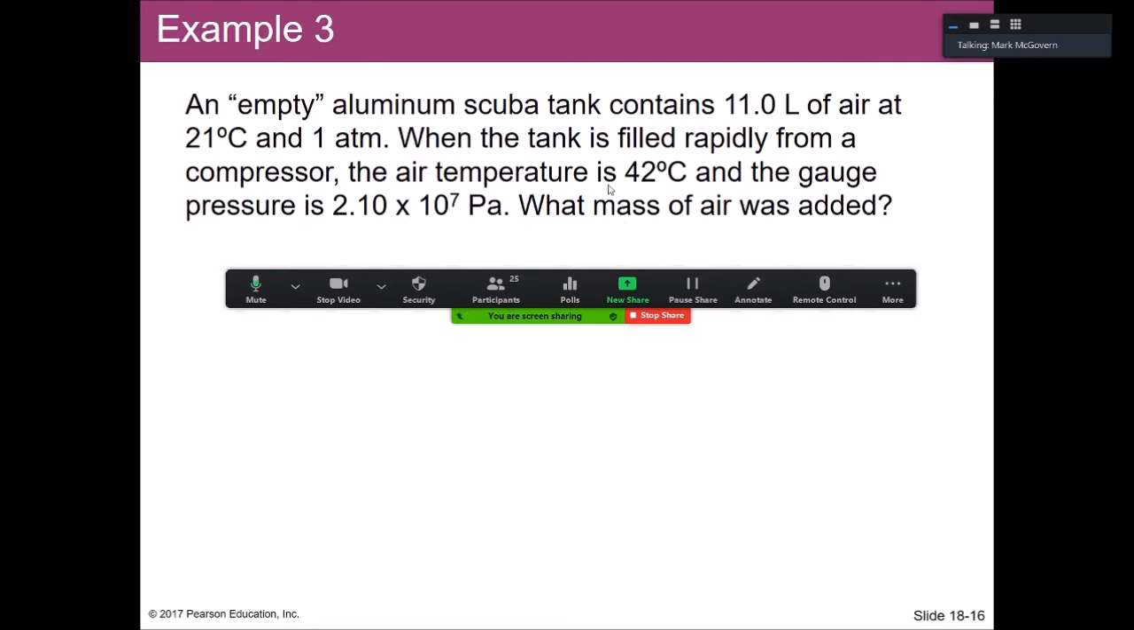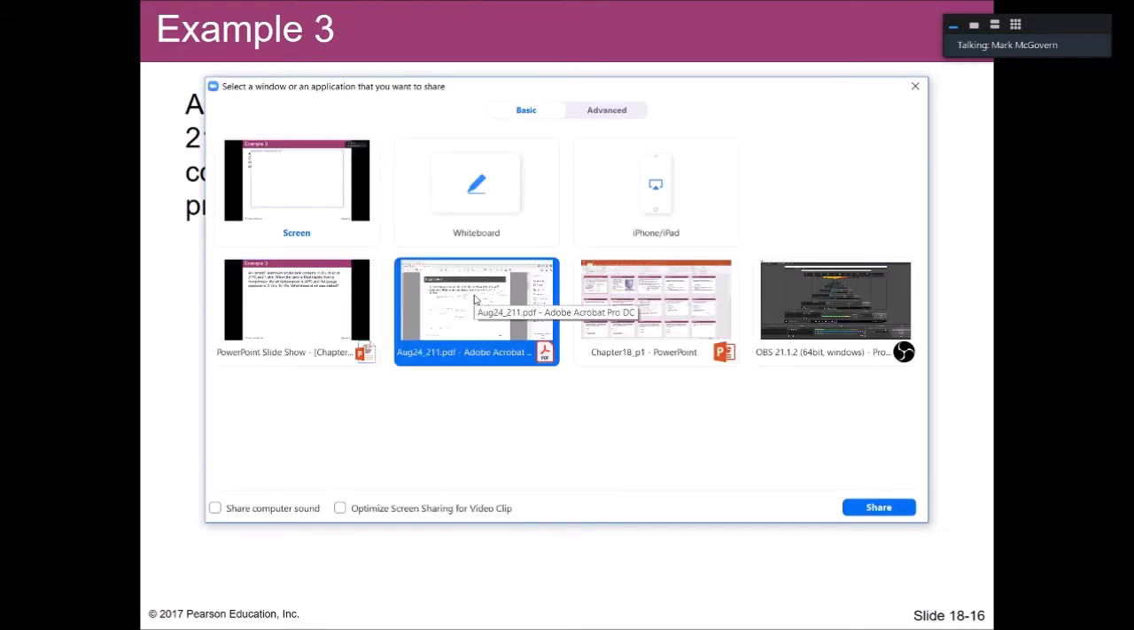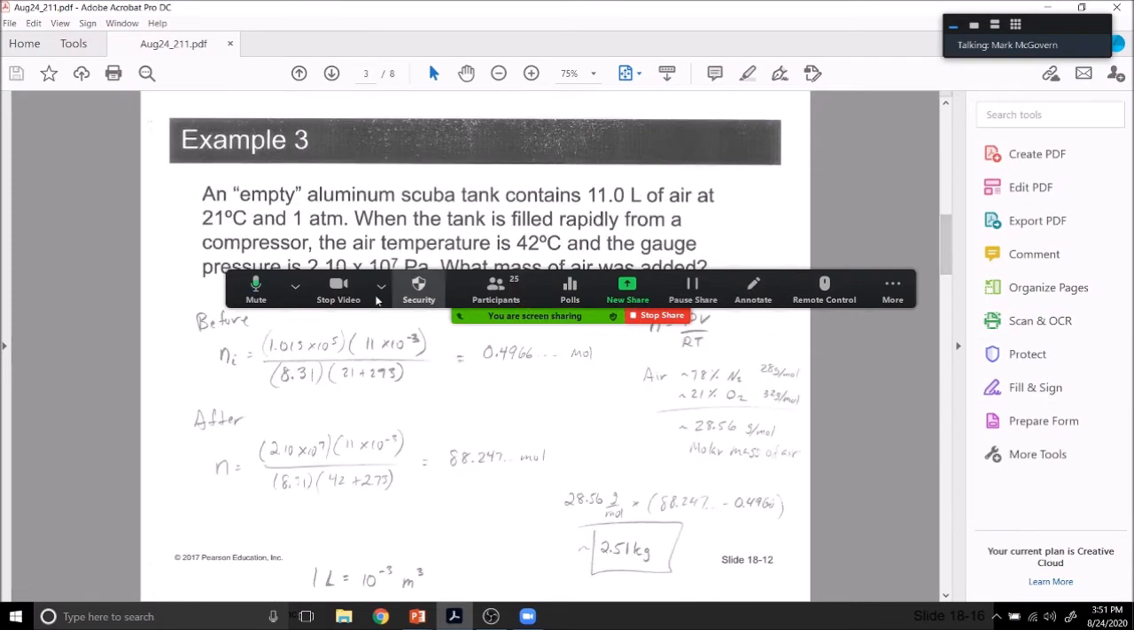Okay, so we have all the things here for the ideal gas law, but we want to know the mass of air added. Well, this is a little tricky, right? Because mass doesn't show up in the ideal gas law. The way we get to that is either figuring out the number of moles or the number of molecules. I like moles, so I'm going to go with moles. Now, if we're filling the tank with a compressor, that means the number of moles increased. So you're going to have to work a before and after picture here.